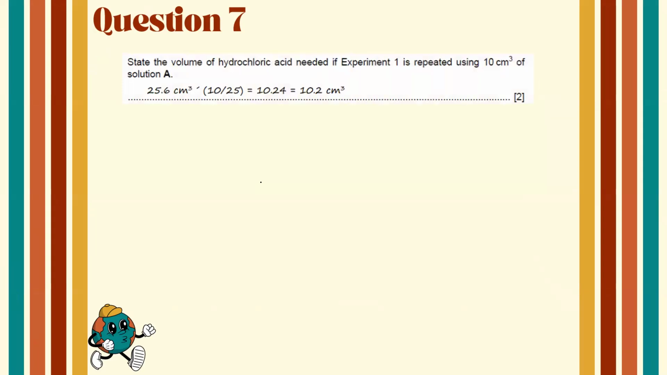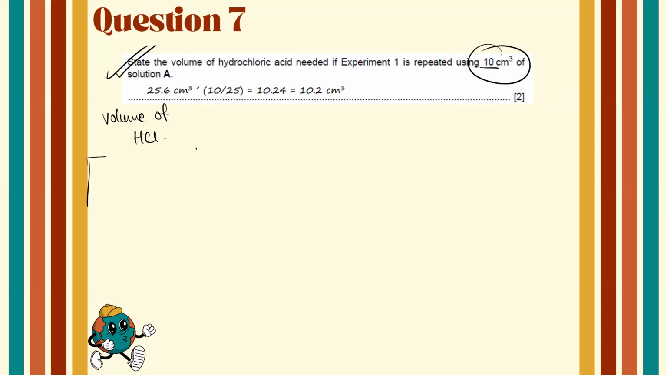Next question: state the volume of hydrochloric acid needed if experiment 1 is repeated using 10 centimeter cube of solution A. This is also again a common question. I've seen this in many titration questions. This one states that if we repeat experiment 1 using 10 centimeter cube of solution A, what will be the result? So you have to see it from your burette reading, from the volume of HCl used.